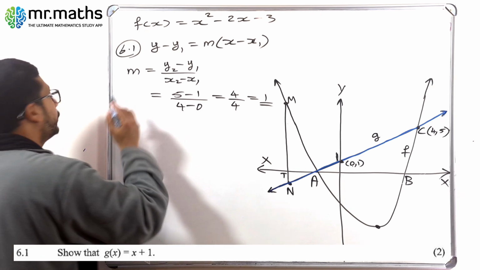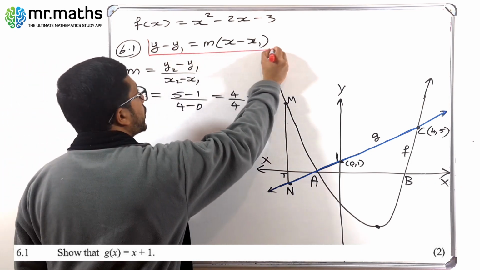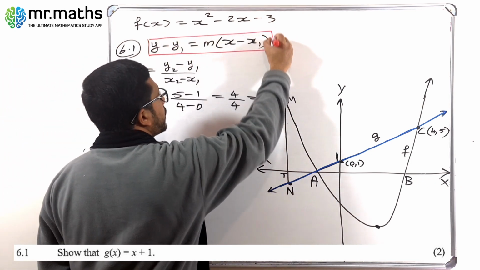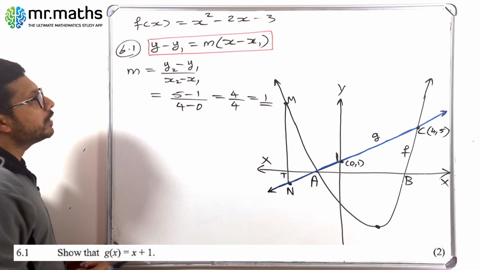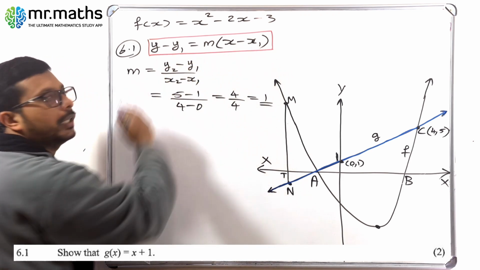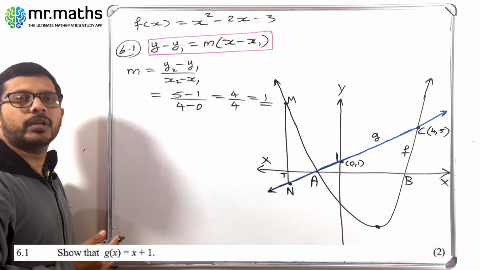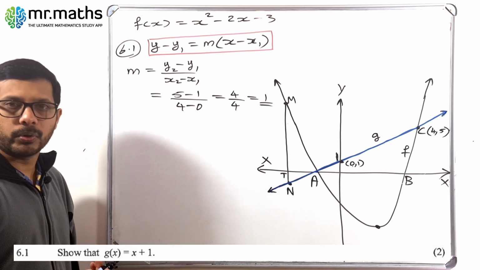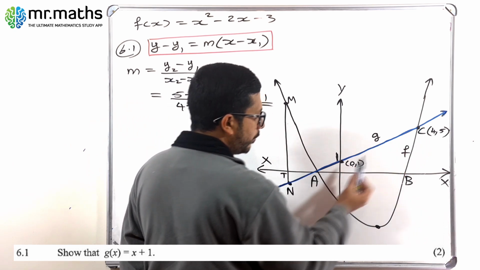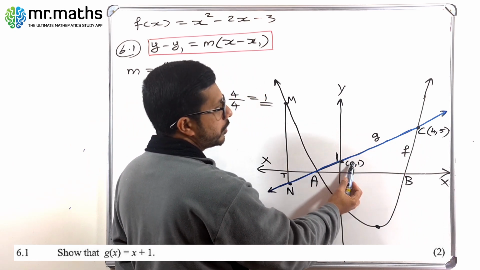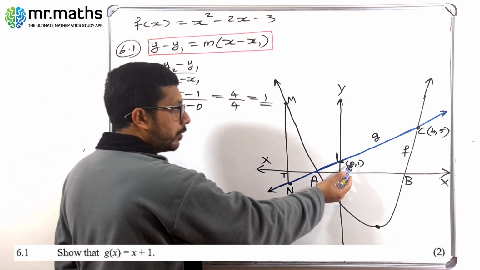Now what is our general equation? y minus y1 equals m times x minus x1. This is our general equation, don't forget that. In that general equation, x1 and y1 stand for any one point on that graph. So either you can take this point or this point. Let me take the point (0, 1), which is also a point on that graph. That is easy because there is 0 there.